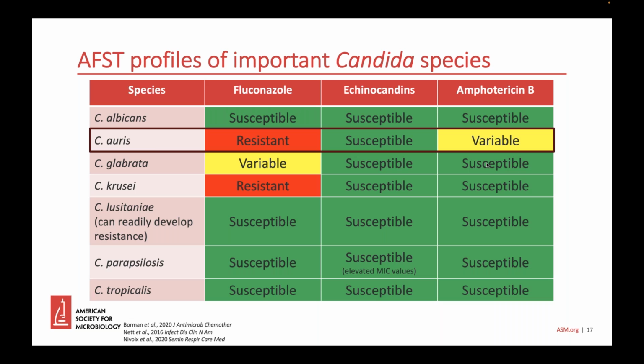And just to remind you that Candida krusei is intrinsically resistant to fluconazole, and glabrata can have variable susceptibility to fluconazole. I will highlight Candida lusitaniae. There are reports that it is intrinsically resistant to some agents, such as amphotericin B, but I don't believe that's the case. But what is very interesting about Candida lusitaniae is that it can readily develop resistance to antifungals whilst the patient is on therapy.